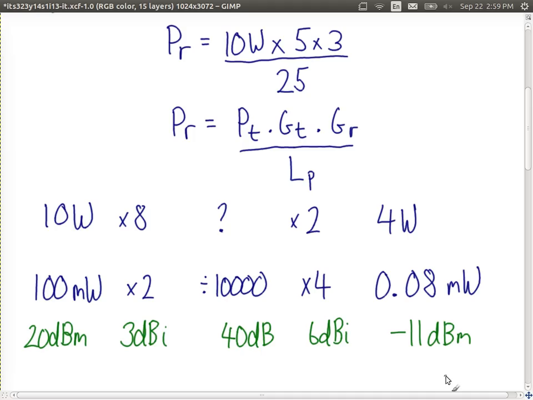We transmit at 100 milliwatts. A gain of 2, a loss of 10,000, a gain of 4 gives us 0.08 milliwatts. We just multiply by the gain, divide by the loss. But in dB, we transmit at 20 dBm, a gain of 3 dBi, a loss of 40 dB, a gain of 6 dBi gives us a received power of minus 11 dBm. Anyone see the relationship between the green numbers? How do we get PR there?